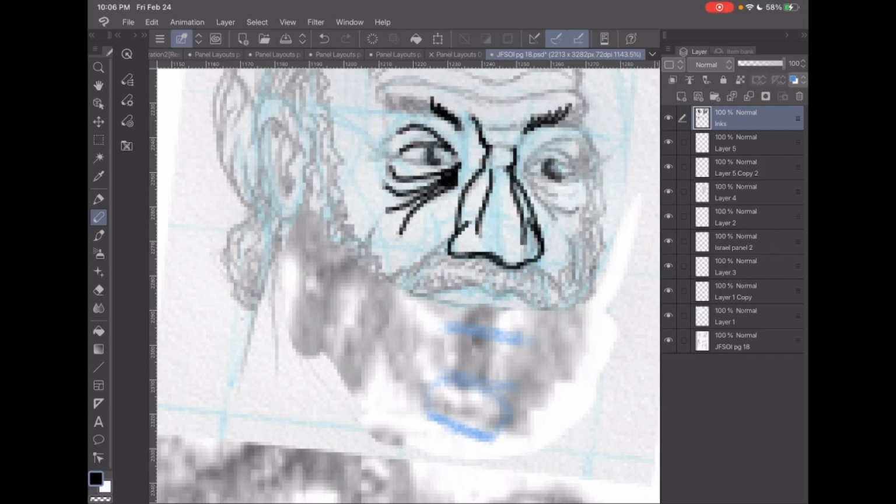It's been since Monday since I've streamed, so I think I need to use some blue lines, and he's going to be speaking. He's speaking. His mouth is open. And his jaw comes down here.